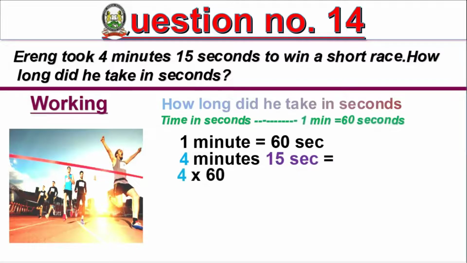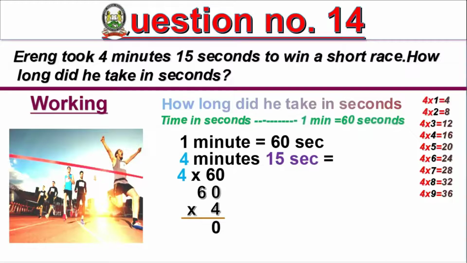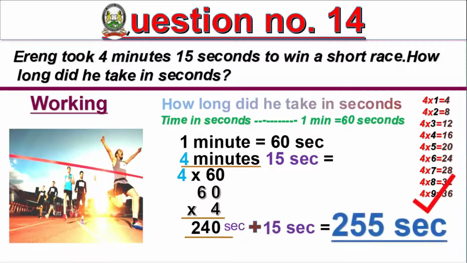So you convert the 4. These 4 minutes will be 4 times 60. So 0 times 4 is 0, then 24, so 240. After getting 240 seconds, remember we have other 15 seconds here. So we just combine them, 240 seconds plus 15 seconds. So the answer is 255 seconds, since 240 plus 15 is 255.